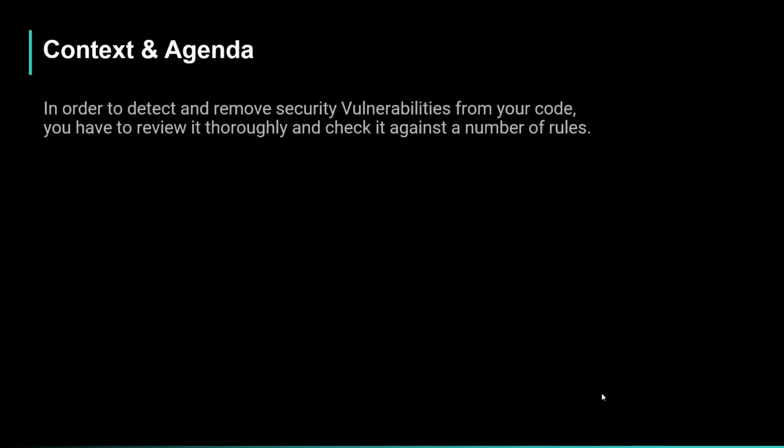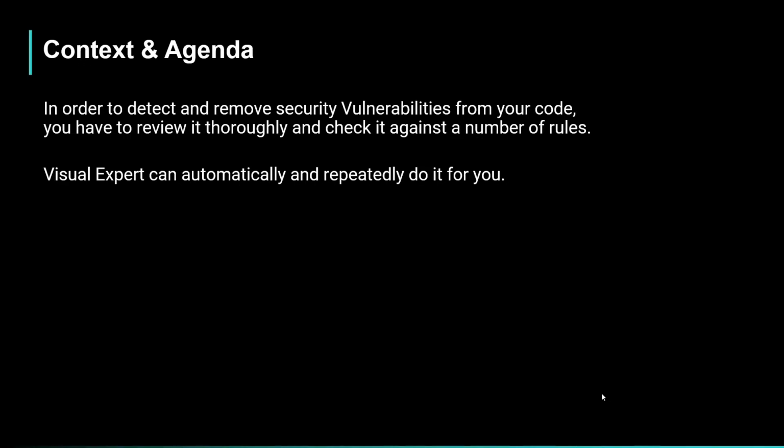Today's agenda: the context is that you may have to detect and remove security vulnerabilities from your code, and that's usually done by reviewing the code thoroughly and checking this code against a certain number of rules. You can do that manually, of course, which would take time anytime you have a new build, or you can do that automatically and repeatedly with a tool like Visual Expert.